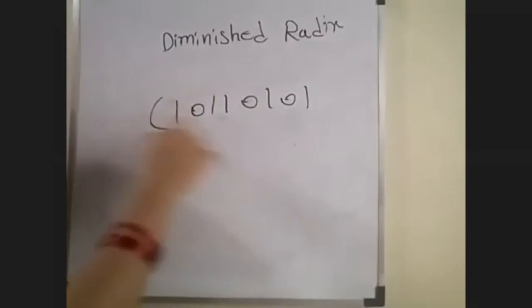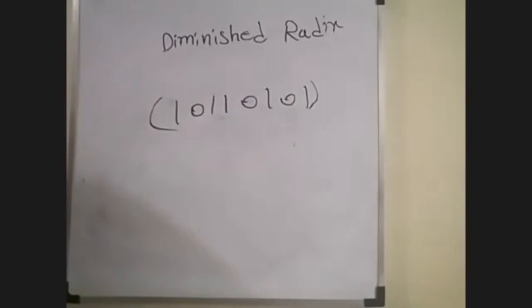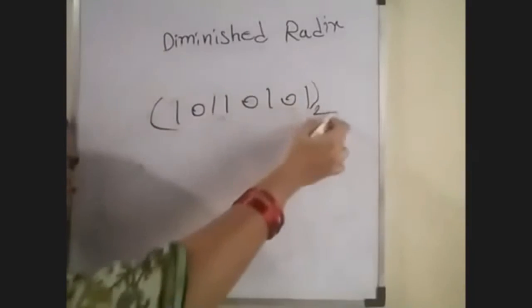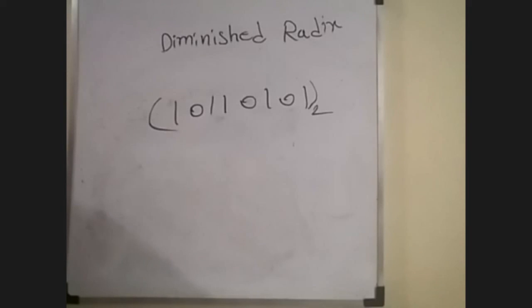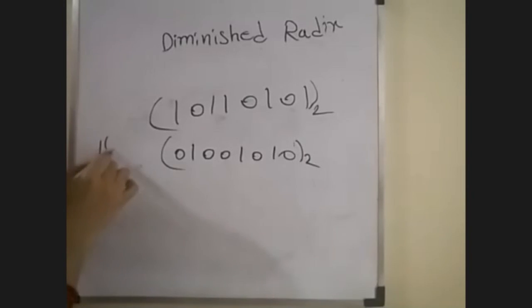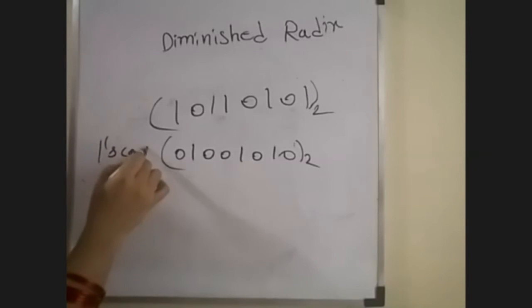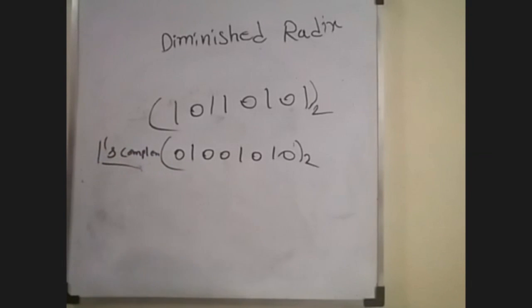10110101, this is the value. What is the ones complement for that? 01001010. Yes, this is the ones complement number. Ones complement means simply we change ones to zeros and zeros to ones.